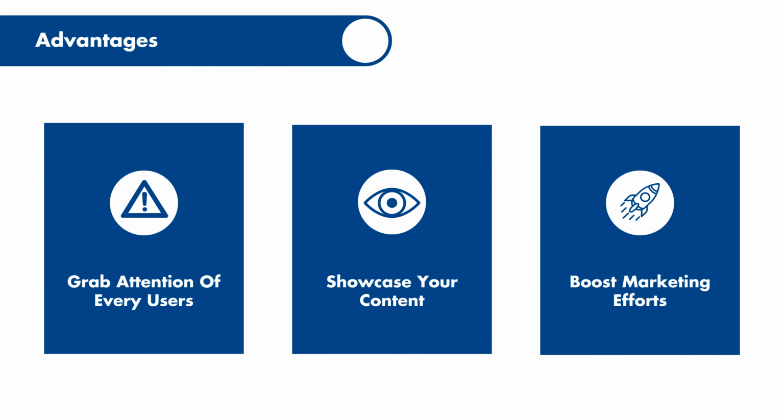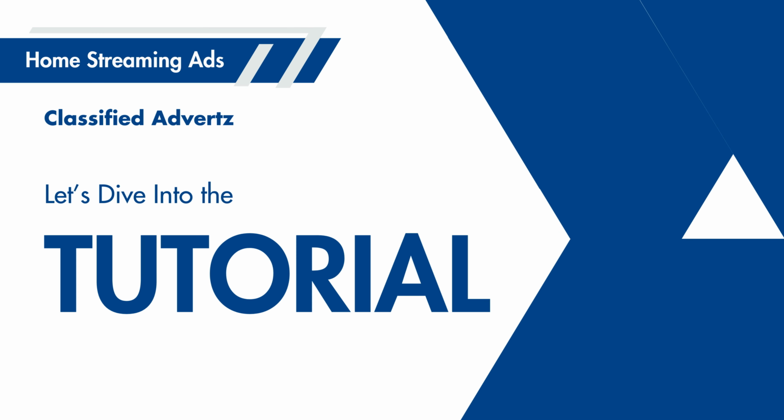In summary, advertising on classified adverts helps you grab the attention of users right from the homepage, effectively showcase your streaming content, and make it simple for users to start watching. This platform can significantly boost your marketing efforts and help your streaming service grow. So now let's dive into the tutorial on how to publish home streaming ads on this platform.